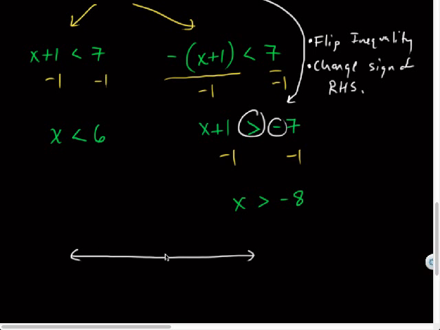Let's see, so there's 0, there's 6, there's -8. So notice how simple my number lines are. Less than 6 would be open circle here, shaded to the left. Greater than -8 would be open circle here, shaded to the right. So they are shaded towards one another. So this is graphically what it would look like.